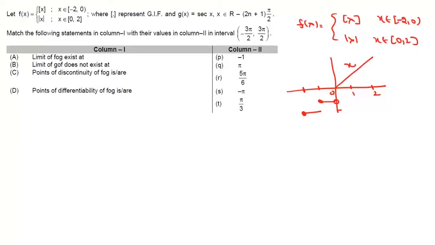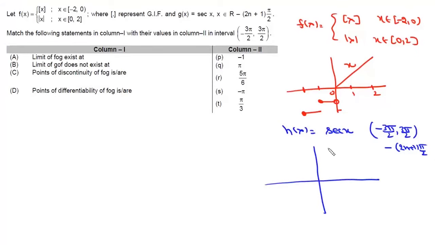Now we're given this h(x), which is secant x in the interval -3 pi by 2 to 3 pi by 2, except all the points where it is not defined. Now if we look at the graph of secant x, this is pi by 2, minus pi by 2, this is 3 pi by 2 and this is minus 3 pi by 2.